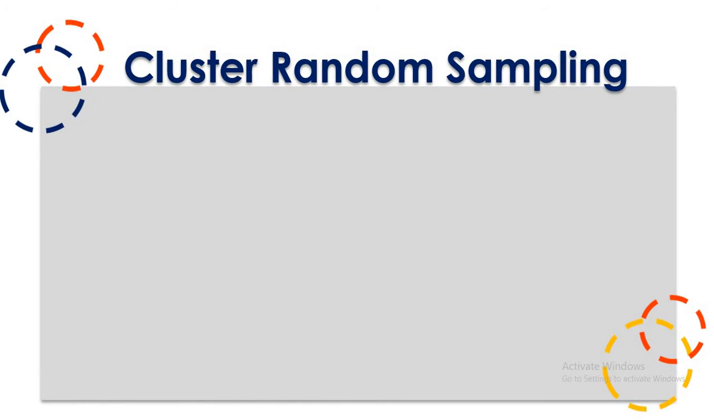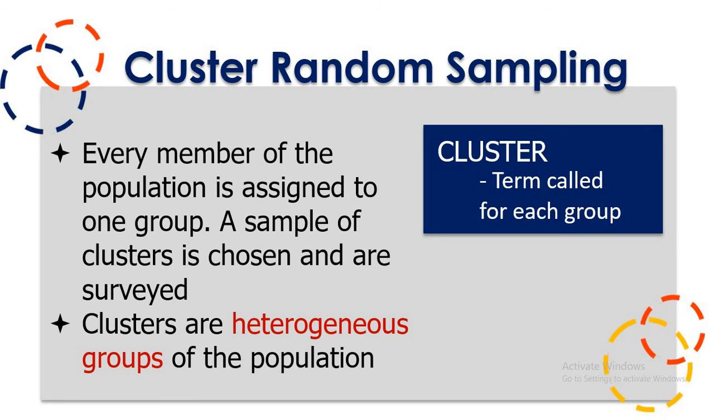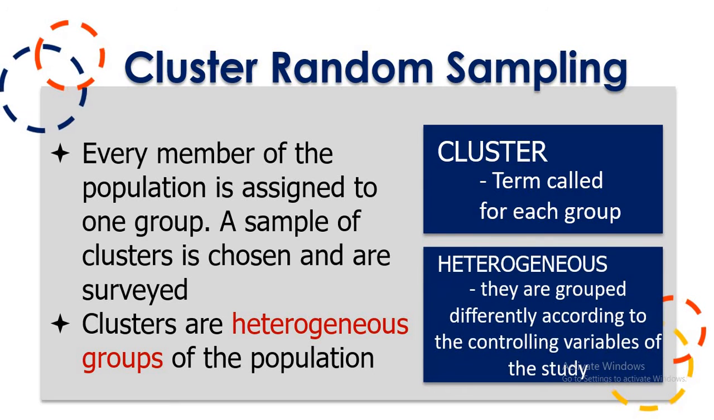Moving on to the last one, we have cluster random sampling, wherein every member from a population is assigned to one group. A sample of clusters is chosen and surveyed. Clusters are heterogeneous groups from the population. Somehow it's related to stratified, but we are no longer talking about homogeneous groups, but rather heterogeneous groups. And the groups are called clusters instead of strata. So when we say cluster, this is what we call the cluster random sampling groups, and the type of groupings is heterogeneous. They are grouped differently according to the controlling variables of the study.